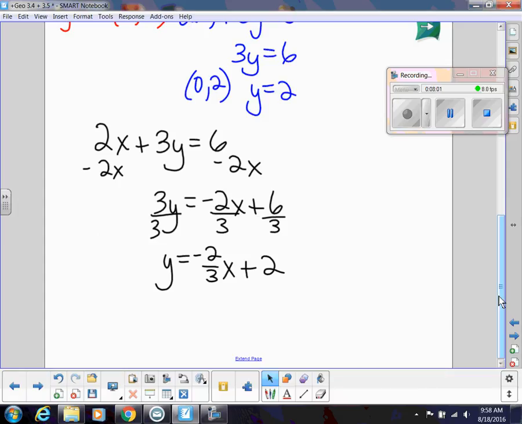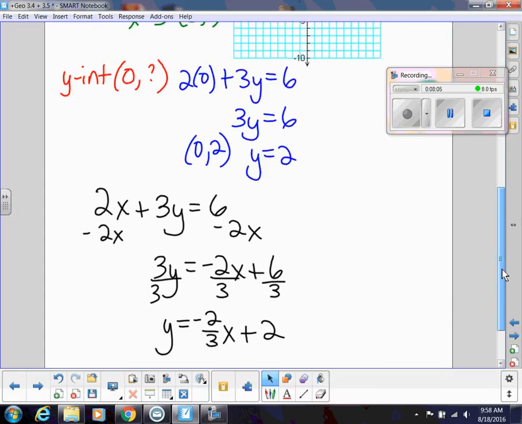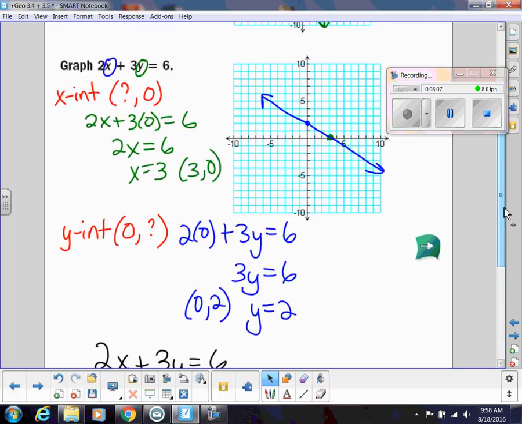And then I can double check my graph. It should have a y-intercept of 2 and a slope of negative 2/3. So yeah, y-intercept of 2 and then down 2 over 3. Okay, so quick review of all those different kinds of equations and then how to use them to write equations that are parallel and perpendicular.